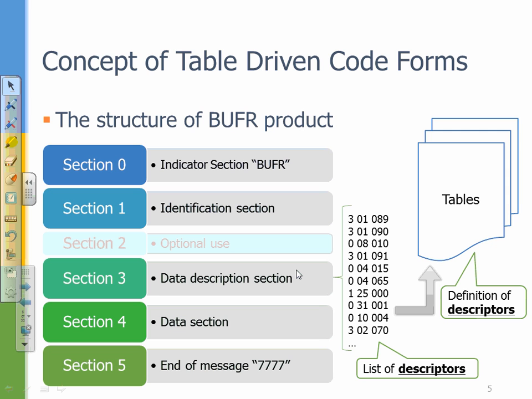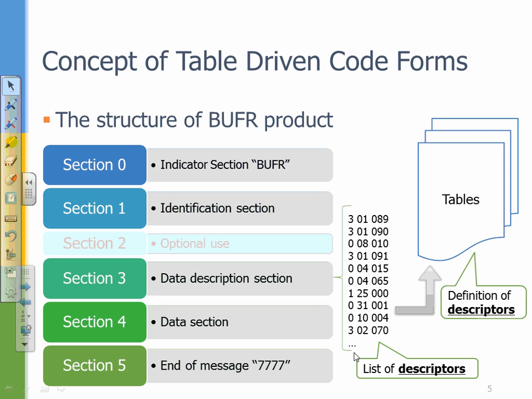So getting back to the concept, I have here one example of the structure of a BUFR product. I'm not going to go into detail on this structure, but one important thing here is that a table-driven code form has a section 3, which is a data description section. The data description section looks something like this. This is only the first part of one example. This actually is not data itself, but describes what the next data section includes as data. So this is kind of metadata about the data. This one file includes both the data description section and the data section.